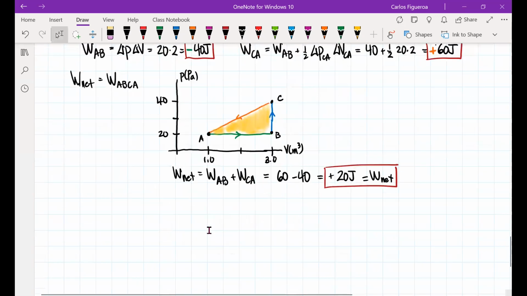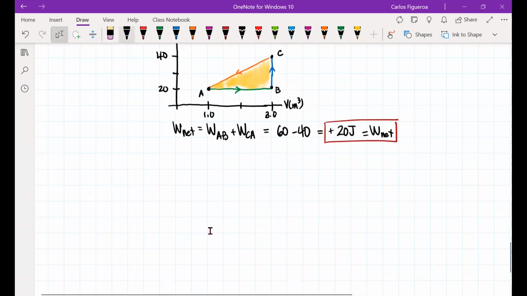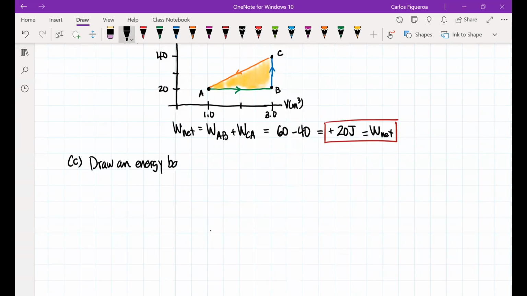So I now have all my net works here. The last thing that I want to look at is C, where I'm going to now draw an energy bar diagram. Most of the time, I just call them bar diagrams. So here we go. I'm going to color code these things, and I'm going to say that all of my internal energies are going to be blue.